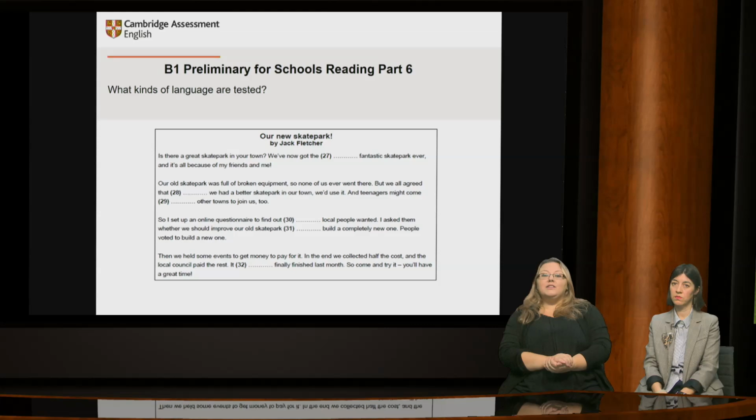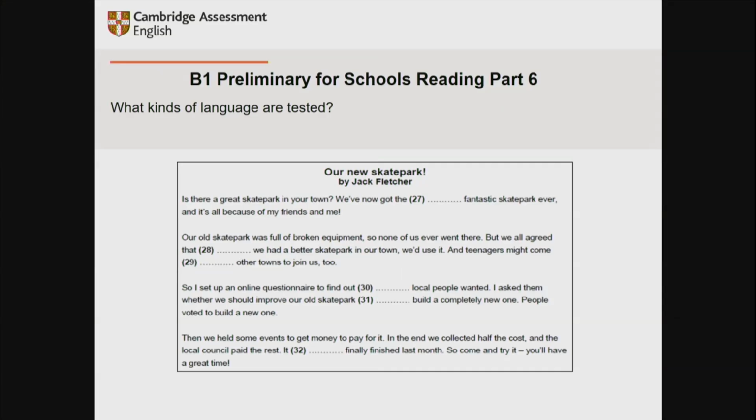So, what kind of things might be tested? For example, what word should go in gap 27? "Most" is the answer, so gap 27 is testing superlatives. What else is being tested here? Check which words go in each gap and then look at what type of language is being tested. Can you send us your answers in the chat box?